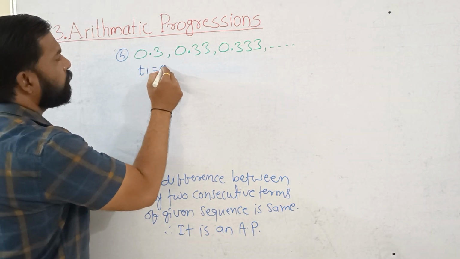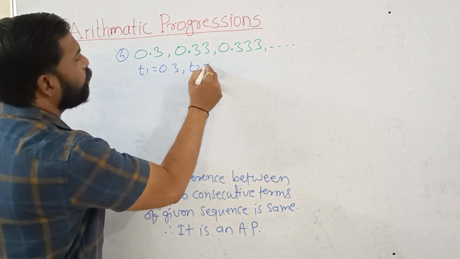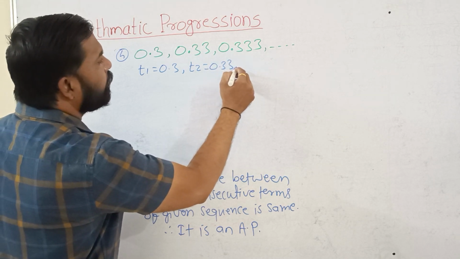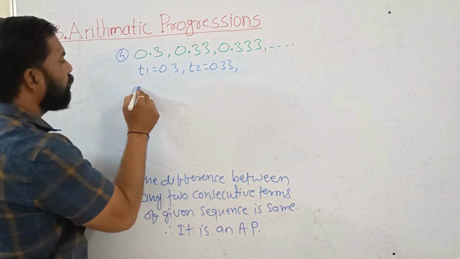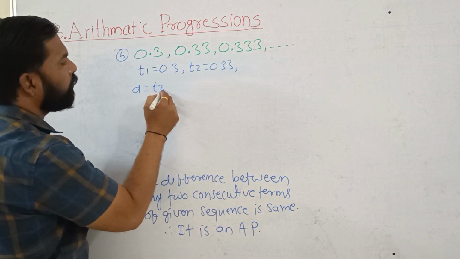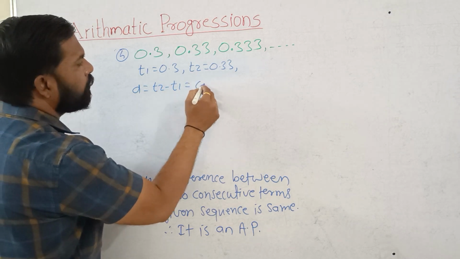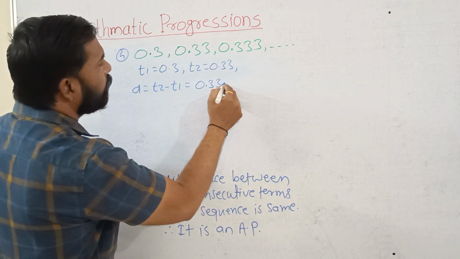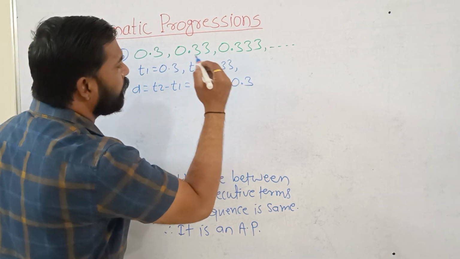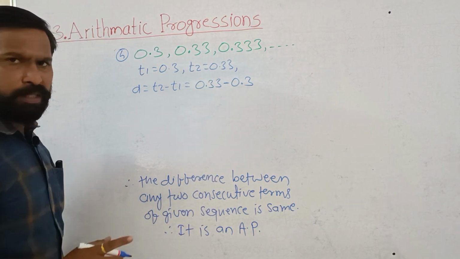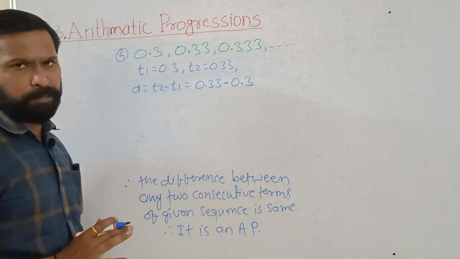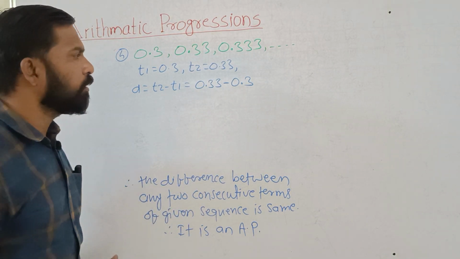What is T1? 0.3, T2 is 0.33, and so on. How to find D? You know it very well. T2 minus T1: 0.33 minus 0.3. In subtraction of decimals, there is one rule you have to remember. What is that rule about?